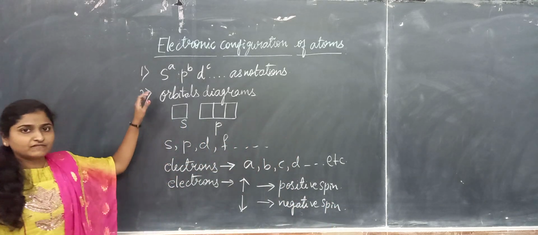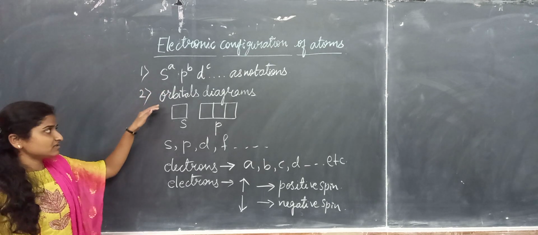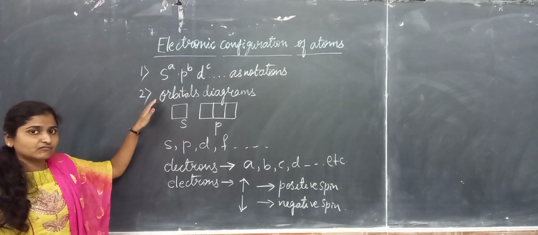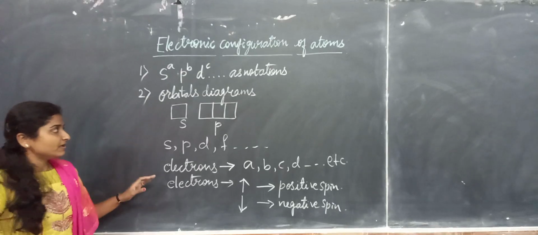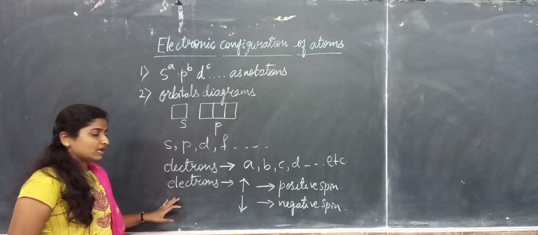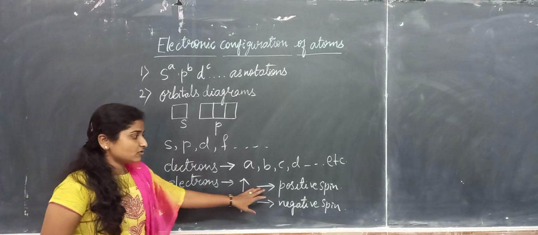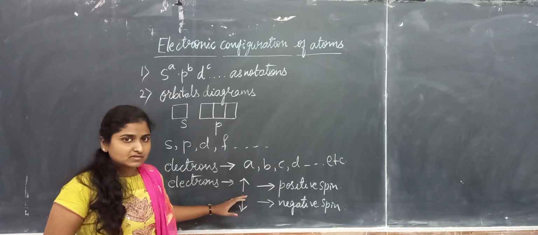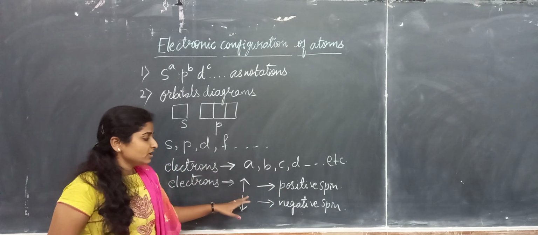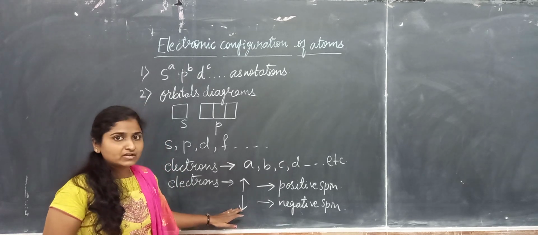So see here, in the first notation we are representing in the form of letter symbols, whereas in the second notation we are representing in the form of orbital diagrams, wherein the orbitals are represented in the form of boxes and electrons are represented in the form of arrowheads. If the electron is having a positive spin, then it is represented with the arrowhead above. If it is having a negative spin, then it is represented with the arrowhead below.